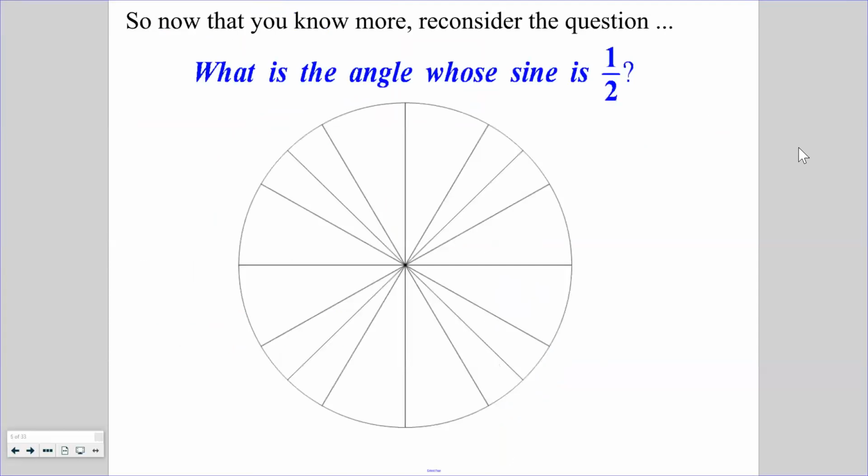All right, so the question is, what angle has a sine value of 1/2? Well, remember that we're now restricting the domain of sine to be between negative pi over 2 and pi over 2. So now there's only one angle in the first or the fourth quadrant that has a sine value that's 1/2. And that is the angle pi over 6. That's the only answer that we're going to write on homework or on a test.